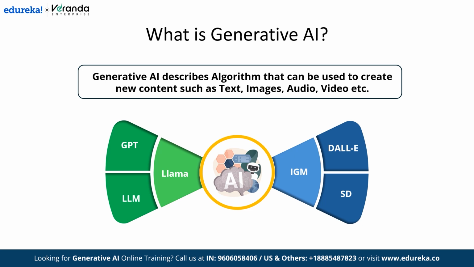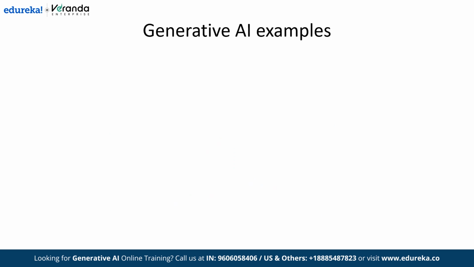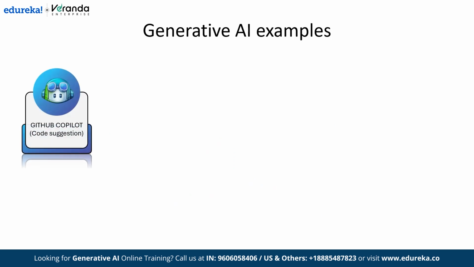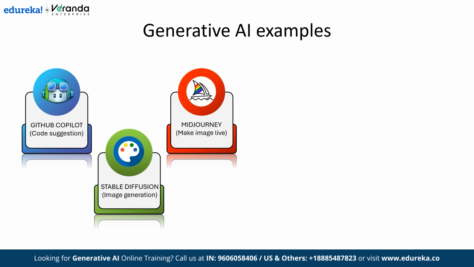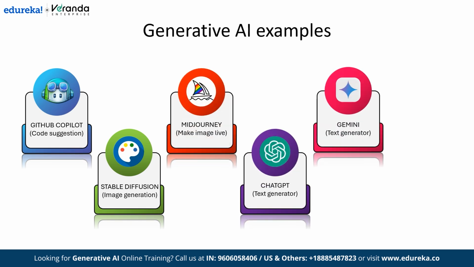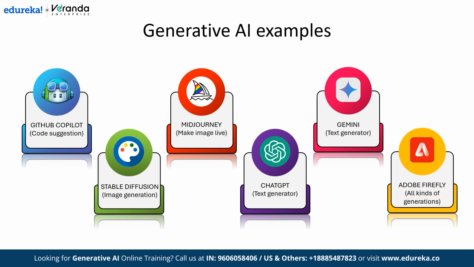But let's look at some of the popular tools driving this innovation. Some of the standard tools in Generative AI include GitHub Copilot, which assists developers with code suggestions, and ChatGPT for text-based interactions. Image generation tools like Stable Diffusion and Midjourney help creators bring visual concepts to life. Google's Gemini merges text and image capabilities, while Adobe Firefly extends AI's reach to creative suites. So, if you want to know how to use these tools, then check out our Generative AI Examples video link in the description.